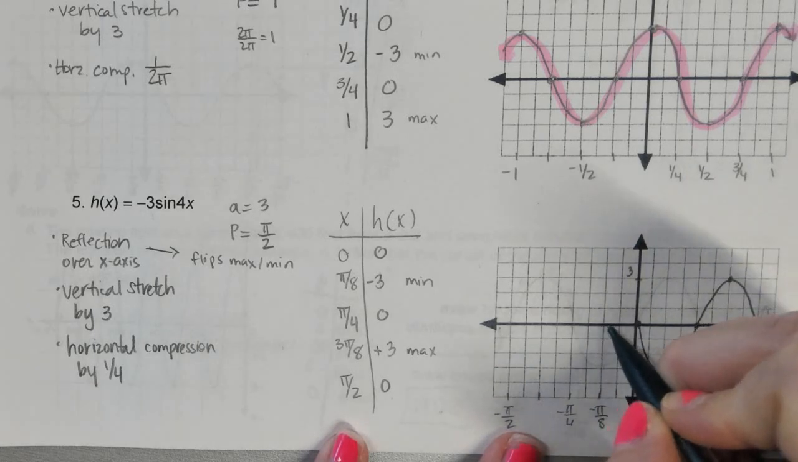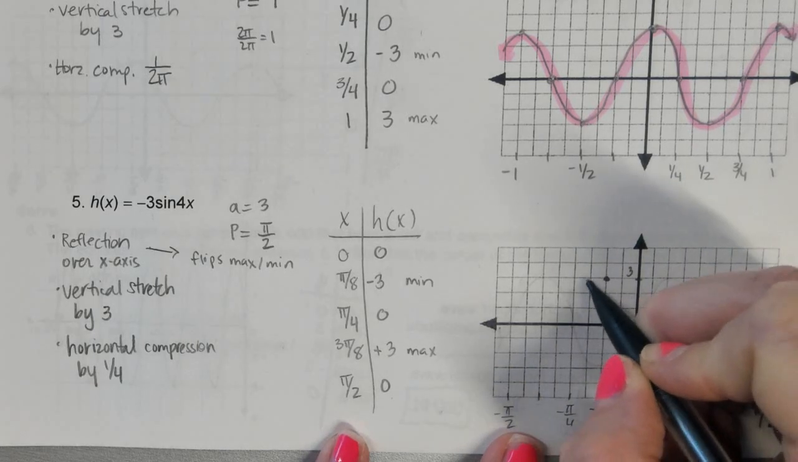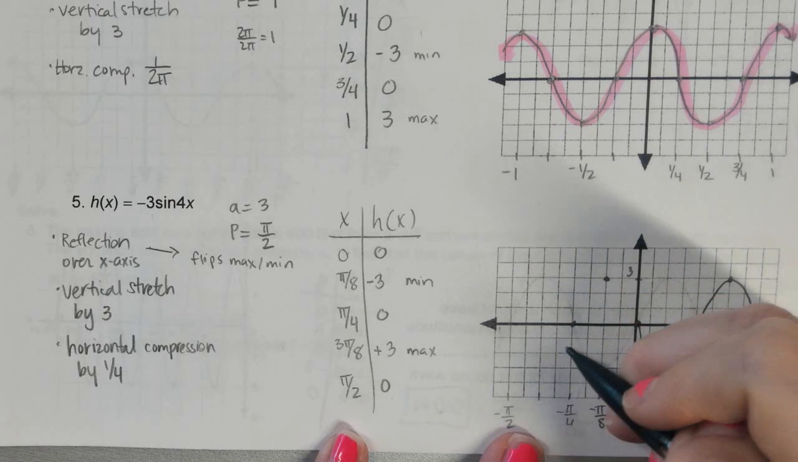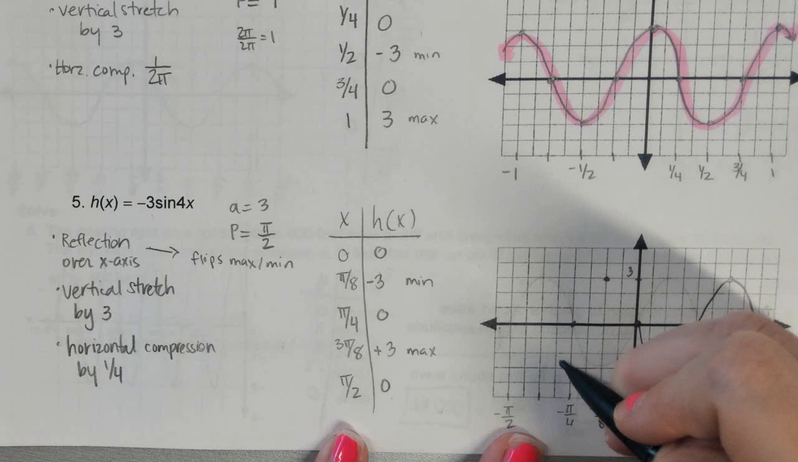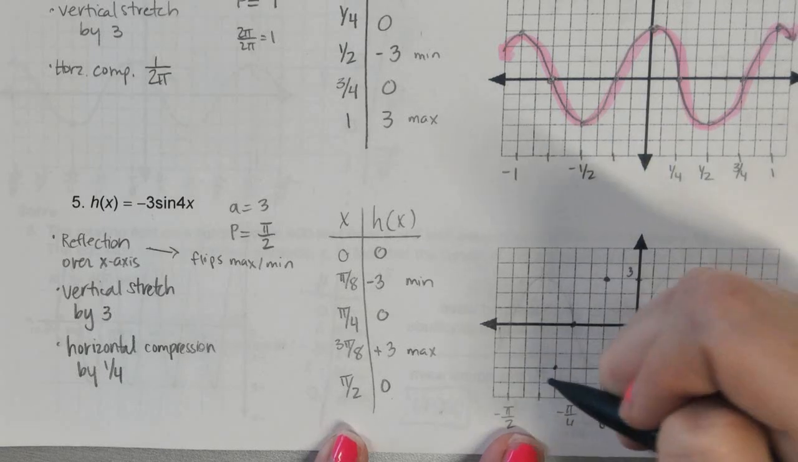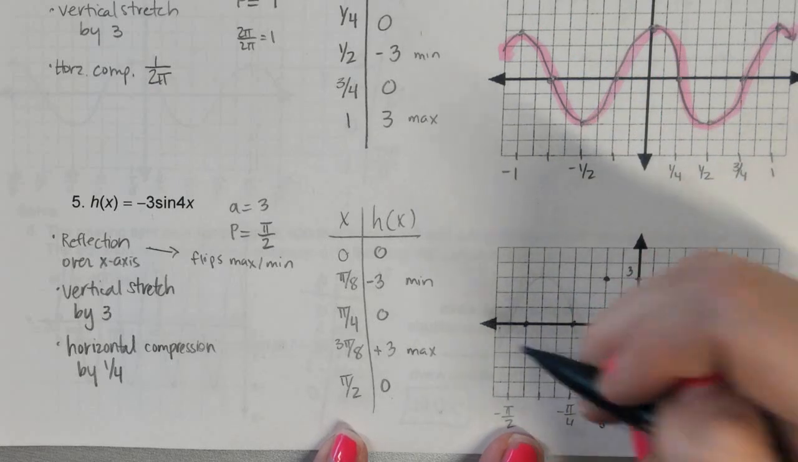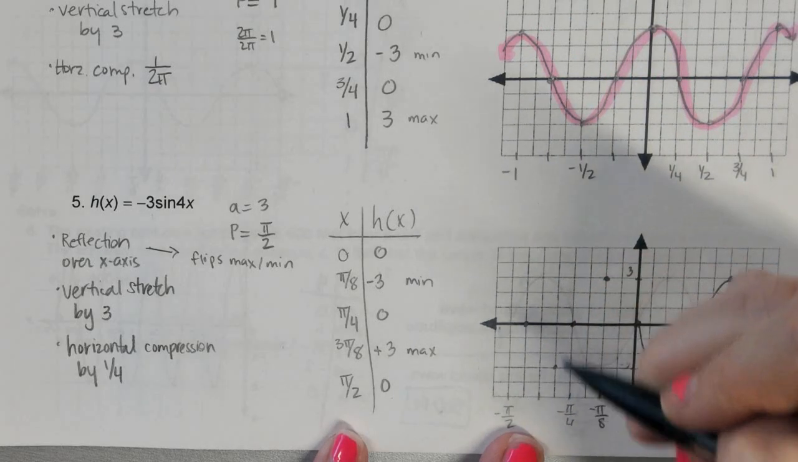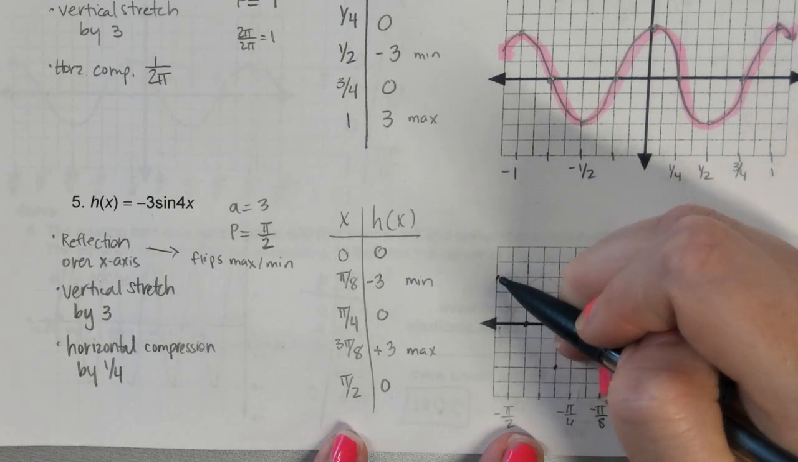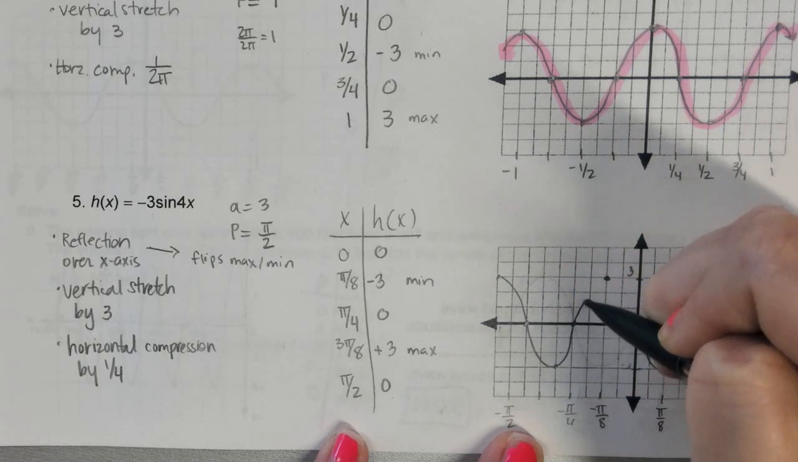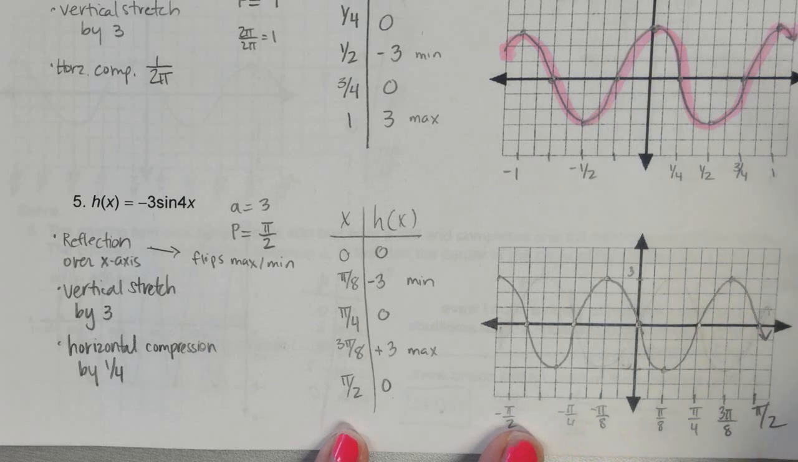So I'm going to go over 2 to the max, over 2 to the middle, over 2 to the min, over 2 to the 0, and then if I went over 2, I would be here at the max. Remember to connect these with a curve, okay?